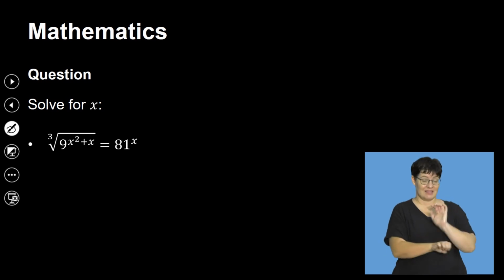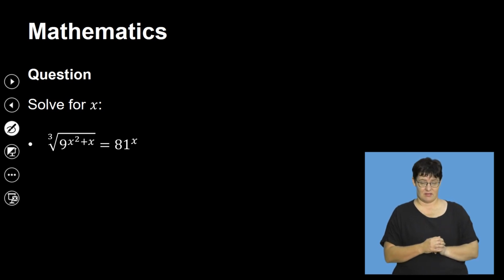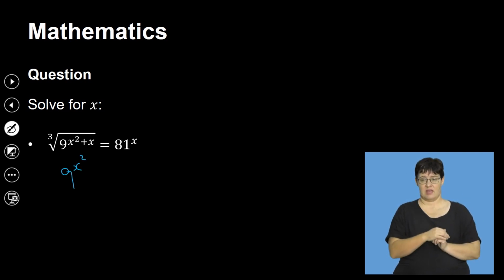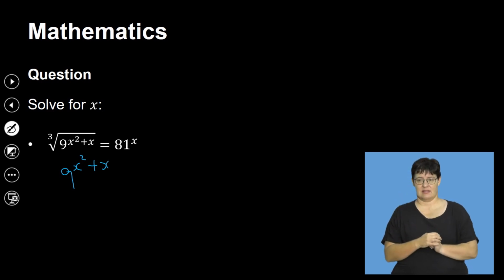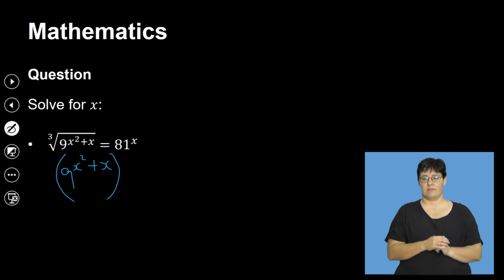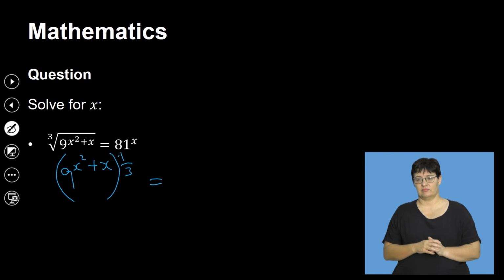Now, the last example, which involves the concept of rational exponents. What do you do? You change the radical to be in the form of an exponential form. So this will be the same as 9 to the exponent of x squared plus x, right? And then this will all be raised to the exponent of 1 over 3 like this. And this will be equal to 9 to the exponent of 2x.